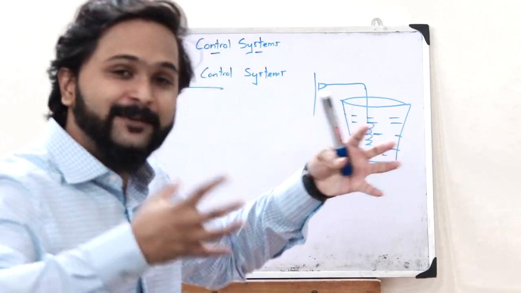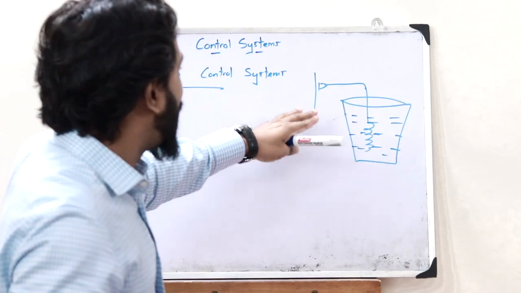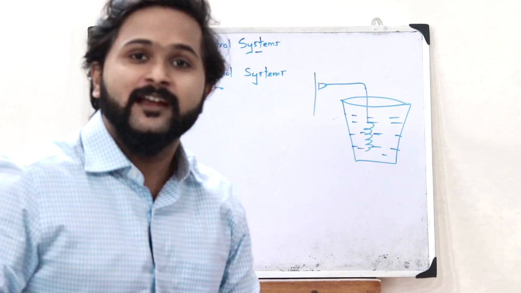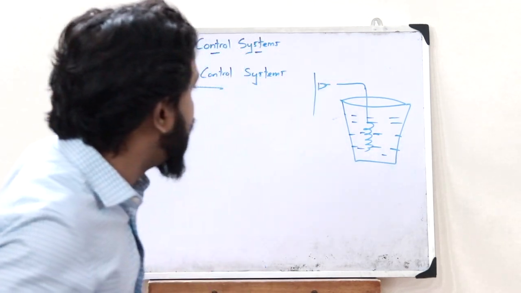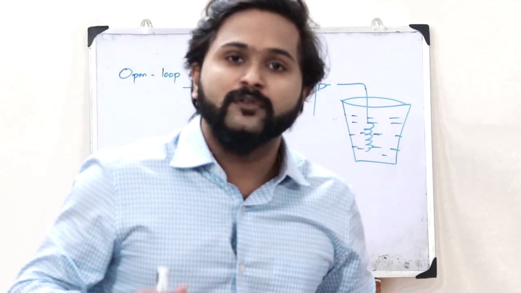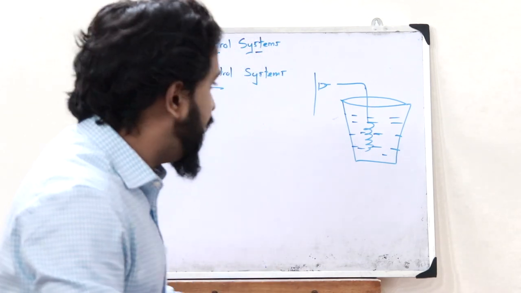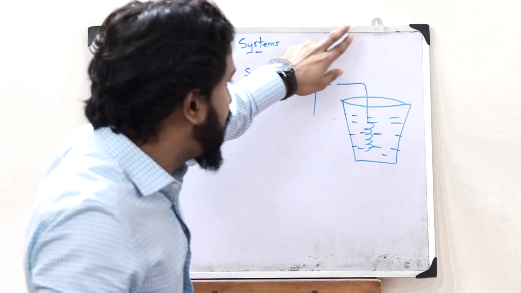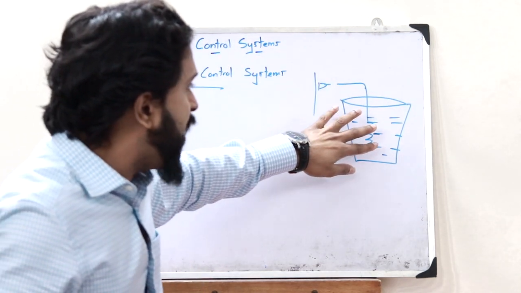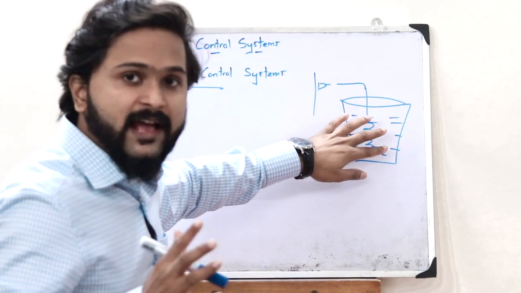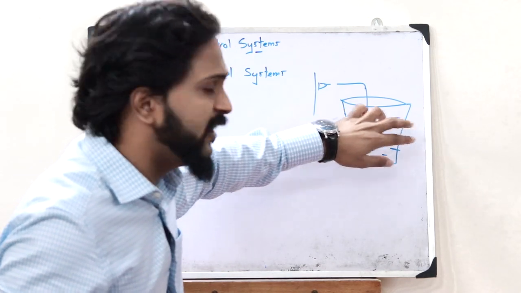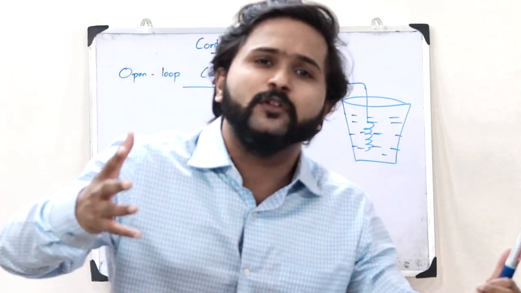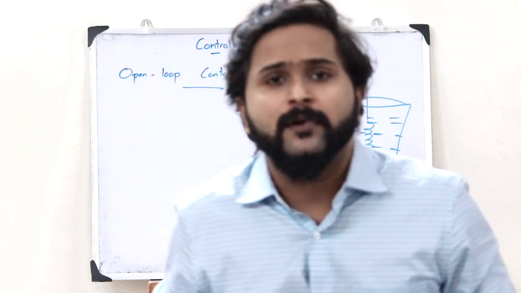This particular water will keep on heating until we provide this particular voltage source. It is only when we cut this voltage source that this particular rod will stop heating. So here, whatever output that we are getting is not influencing the input. That is, we have no control or no idea as to how much this water is getting heated. That is what you refer to as an open loop control system.